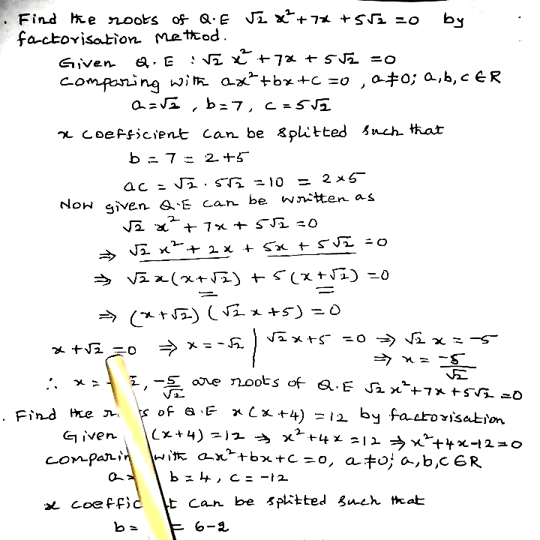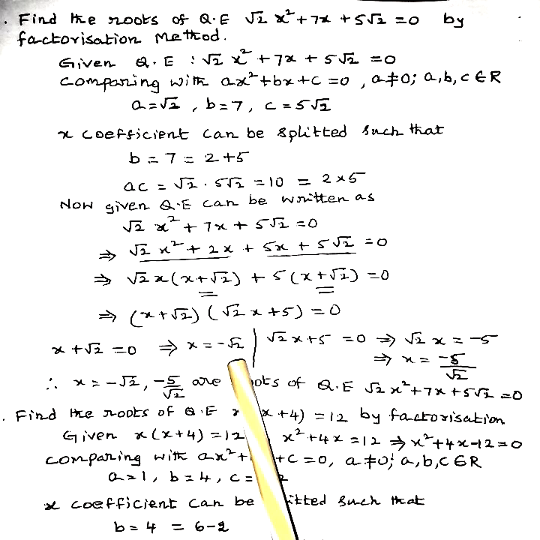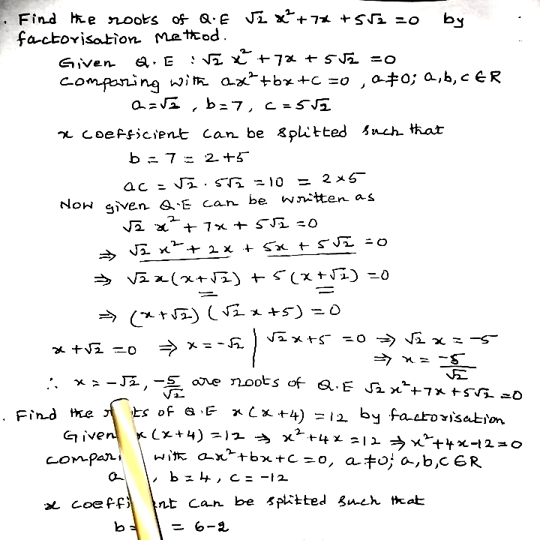By considering x plus root 2 equal to 0, we get x equal to minus root 2. By considering root 2 x plus 5 equal to 0, we get x equal to minus 5 by root 2. Therefore, x equal to minus root 2 and minus 5 by root 2 are roots of the quadratic equation root 2 x square plus 7x plus 5 root 2 equal to 0.